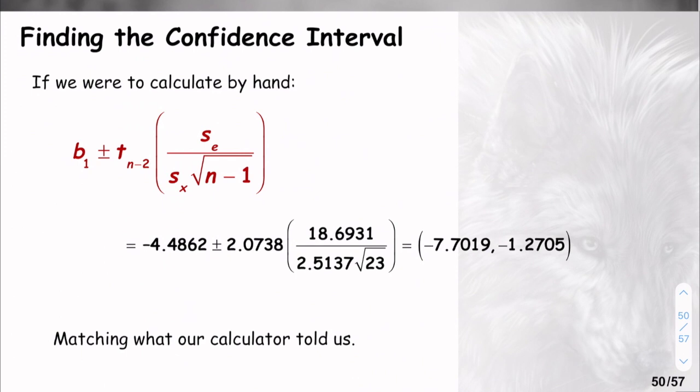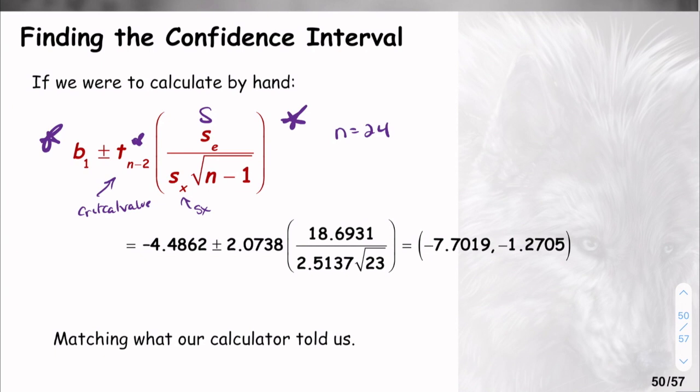Again, if we were to calculate this by hand, I would like to see, at the very least, you write out this formula. And again, this is our critical value for n minus 2. We have, from our t-test, this as s. We found what this was, s sub x, from our previous values. And we know n minus 1, where n is 24 in this case. So our regression model slope said negative 4.4862.